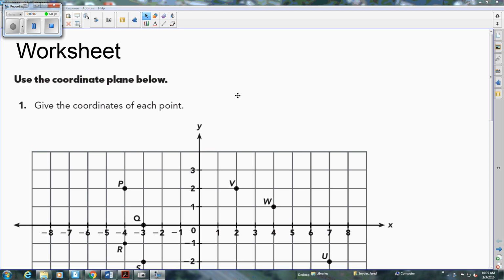Okay, this is the homework 1 through 10 worksheet, and I also have the textbook, page 48, 1 through 10 on this, hopefully the same slideshow. So, use the coordinate plane below, give the coordinates for each point.